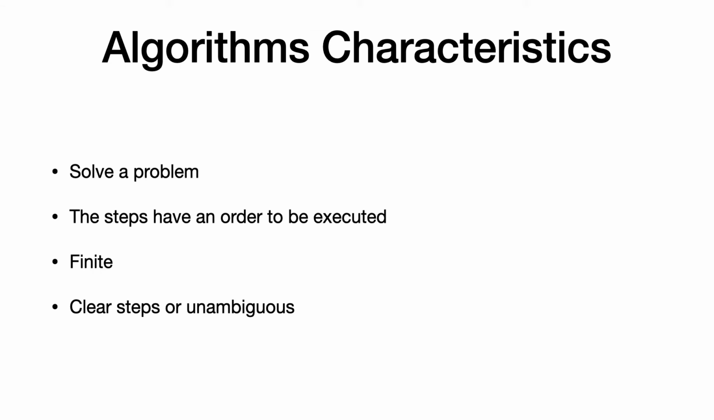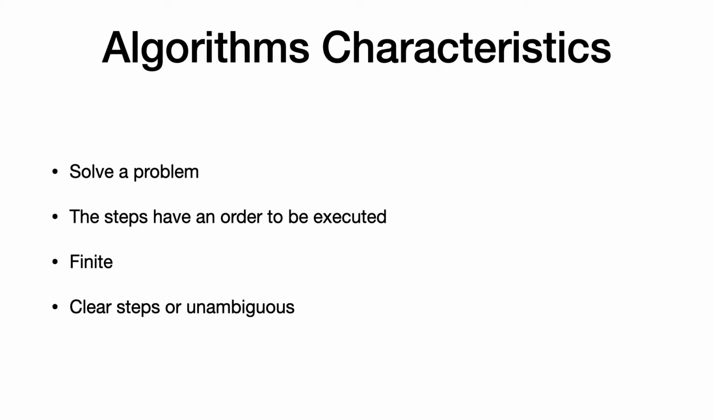The steps that we give to solve an algorithm have an order, and that order is the order that everyone has to follow in order to solve the certain problem. The algorithms are finite. It means they have a finite number of steps. Each of those steps has to be executed in a finite time, and the execution of the whole algorithm will finish after a finite number of steps are executed.